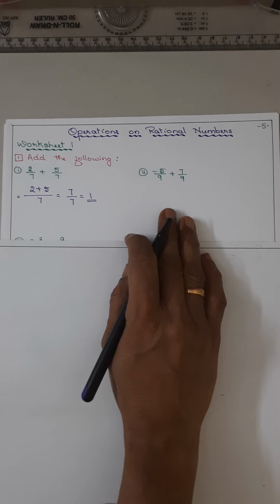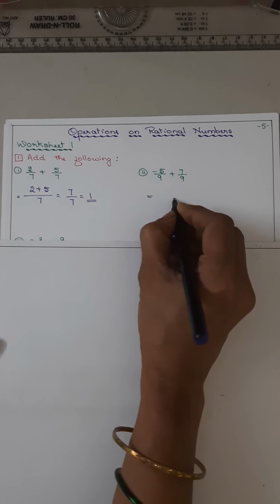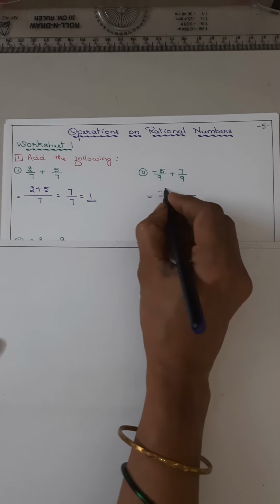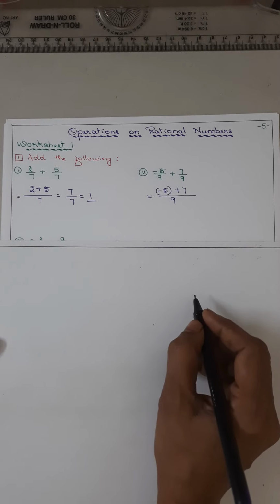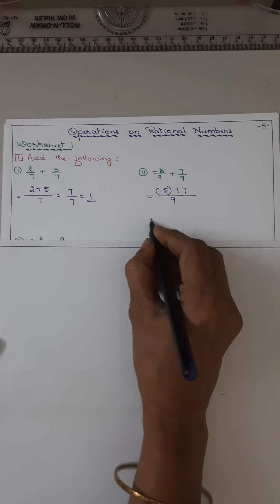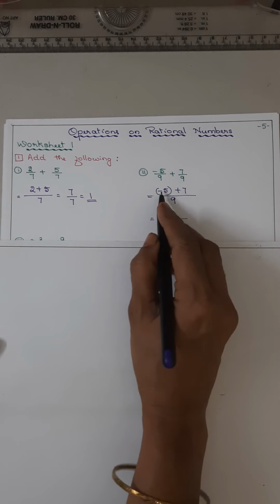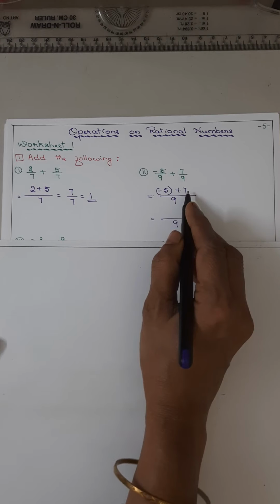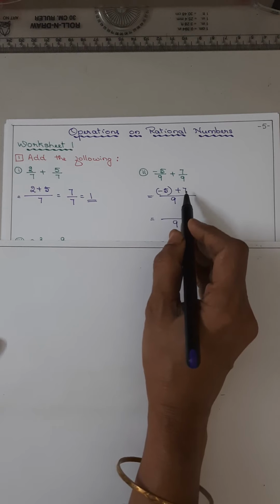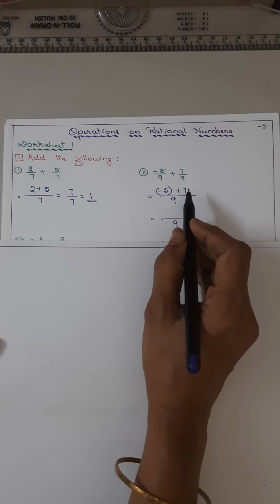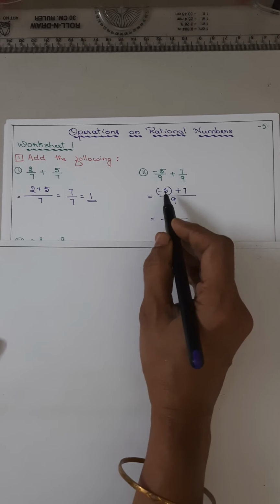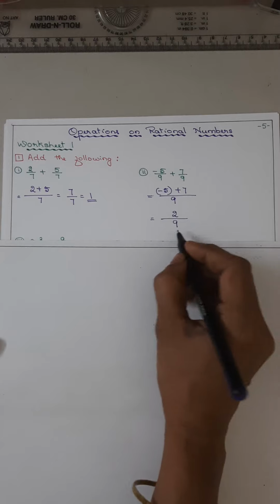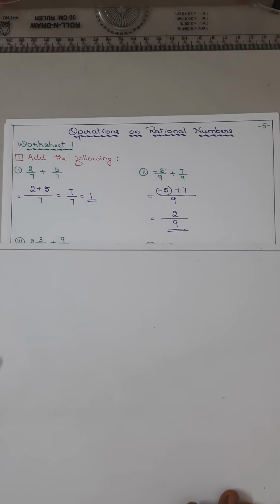Now in the second sum, 9 is the denominator, minus 5 plus 7. So the denominator is 9. The signs are different, so we have to see for the difference, मतलब subtract. 5 और 7 में 7 is the greater number, so plus sign, so we are not putting the sign. 7 minus 5 is 2. Answer is 2 by 9.